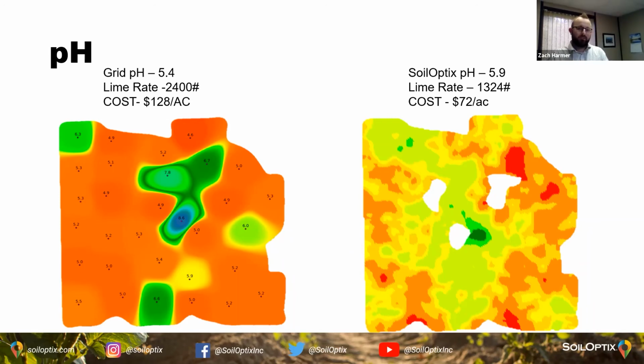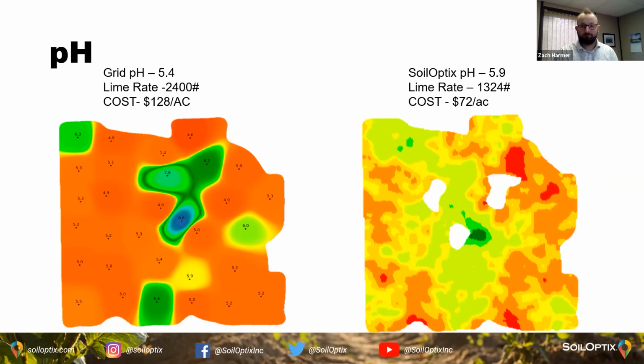But on the optics side, we can see that we actually found some pockets that are a little bit higher, right, than what the grid was showing. So on average, we were about a 5.9, which reduced that lime rate, which in the end actually saved the grower some money on this one, right? Is this going to happen all the time? I can't say that for sure. But if we can optimize where those dollars and cents are going, it's only going to make anything better for those managements.